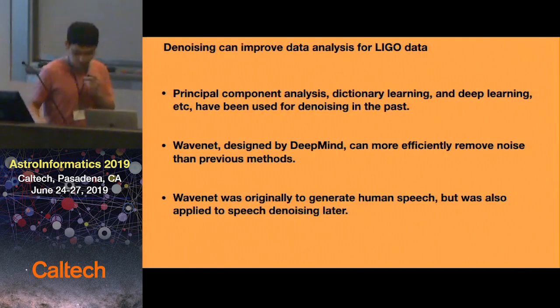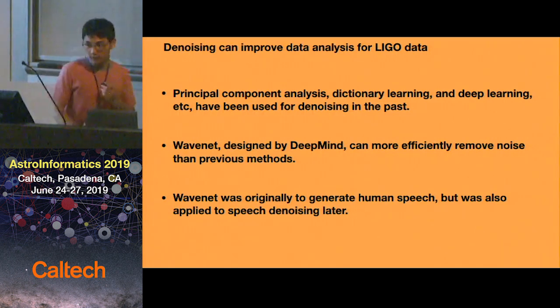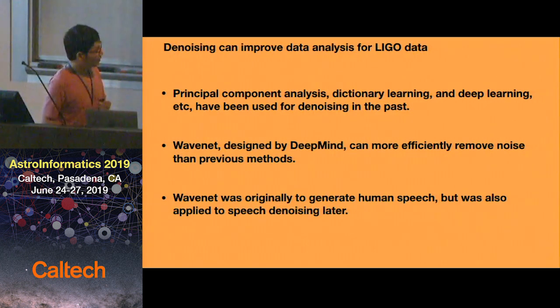So people in the past have been using a variety of ways to do this. They have tried principal component analysis, additional learning, and deep learning more recently. And in our work, we find that a particular neural network structure called WaveNet can be used to more effectively remove noise in LIGO data.